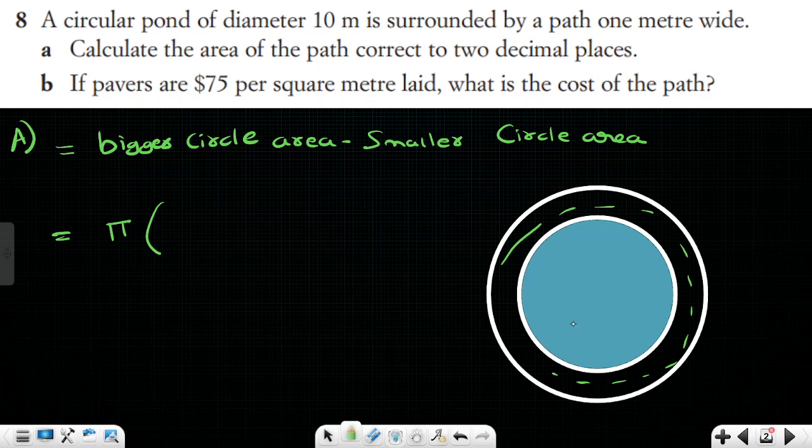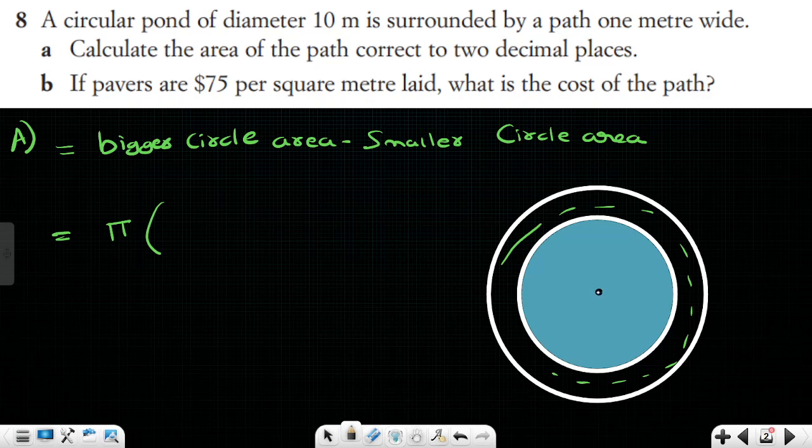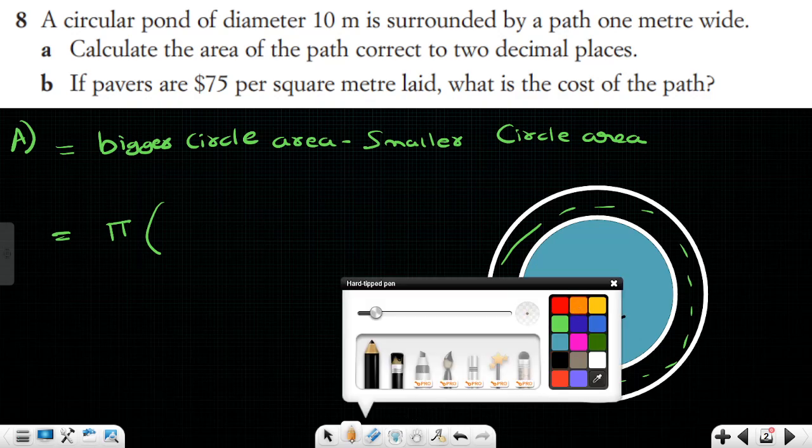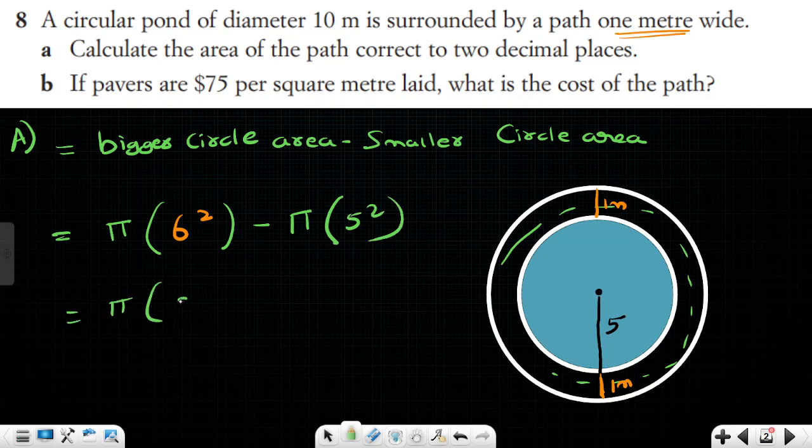See carefully. For the smaller circle, they told us the diameter is 10, therefore the radius is 5, and they also told us that this length is the width of the path, 1 meter wide. So this is 1 meter and this is also 1 meter. So the bigger radius will become 6 squared. Clear? Minus pi into the inner circle 5 squared. Pi into 36 minus 25, that is 11 pi.